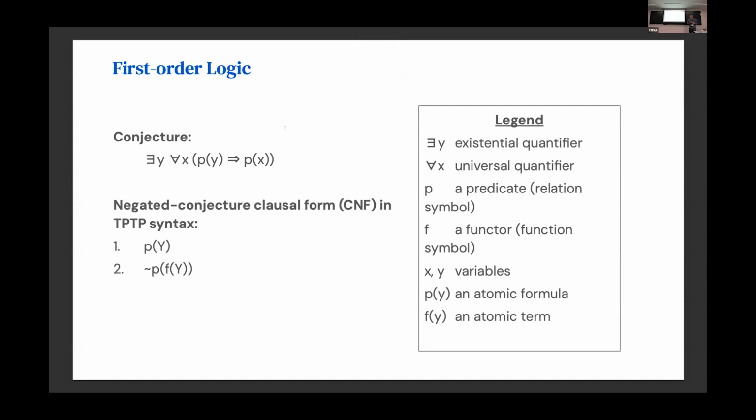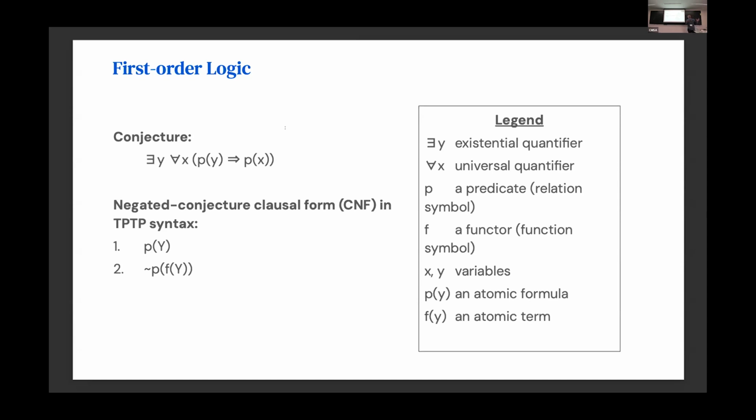First order logic has quantifiers, universal and existential, where you talk about for all and there exists, and so on. For example, a typical conjecture would look like this: there exists a y for all x, where P(y) implies P(x). And you could be given a few axioms on top, and from those axioms, you want to prove the conjecture.